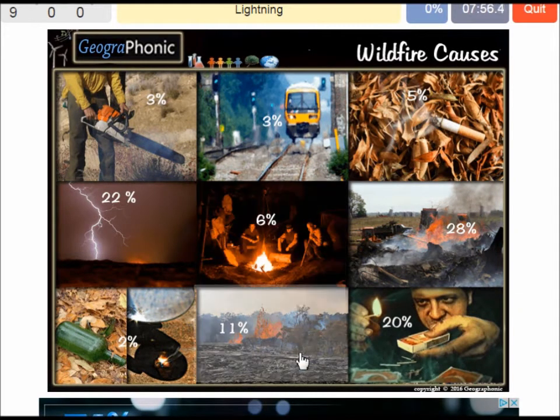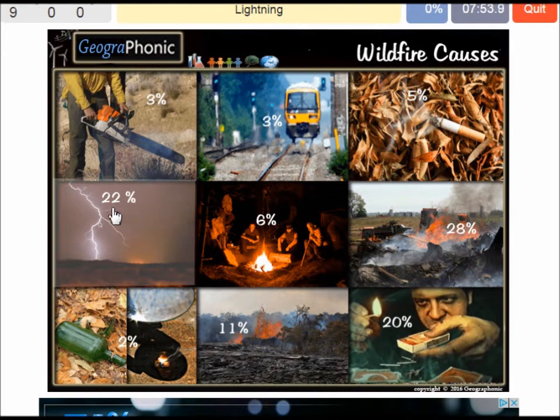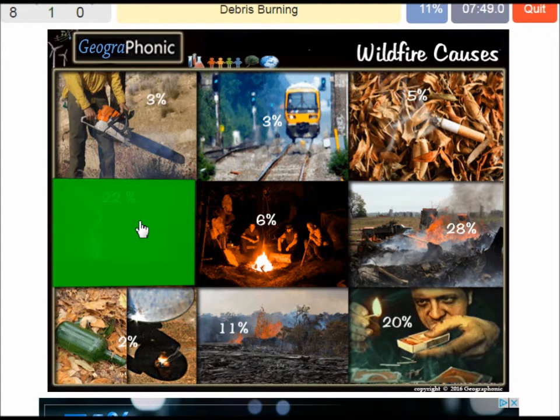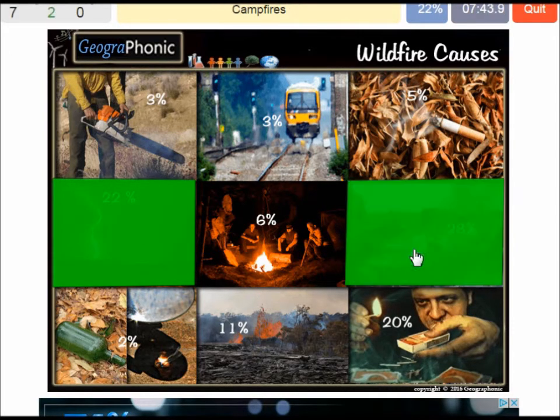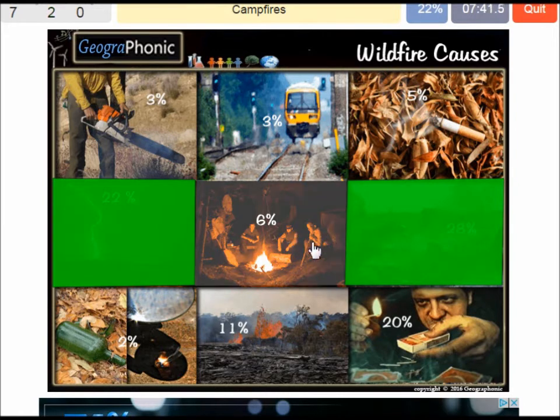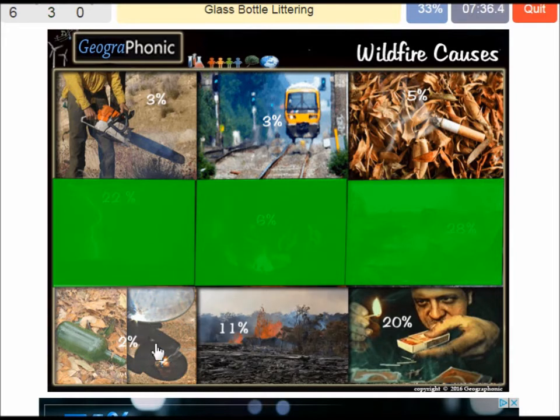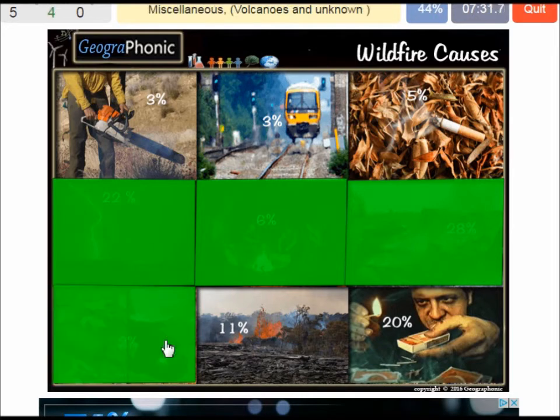Mainly there are human factors, but for example 22% is lightning. 28% of the wildfires is caused by debris burning. 6% is caused by campfires. 2% is caused by glass bottle littering and the sunshine. 11% is miscellaneous, which are for example volcanoes or unknown causes.